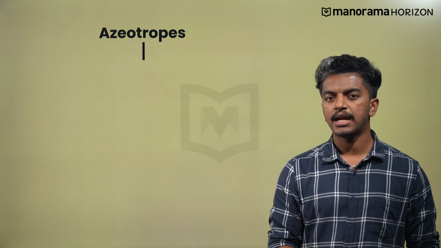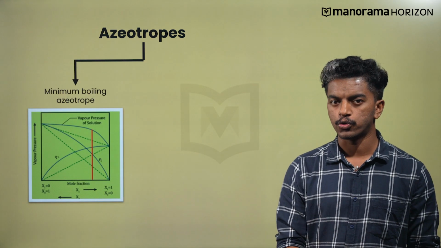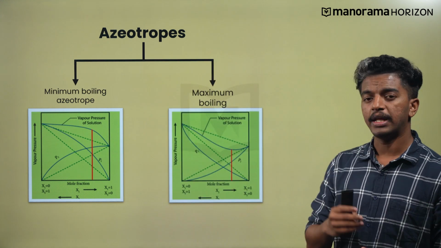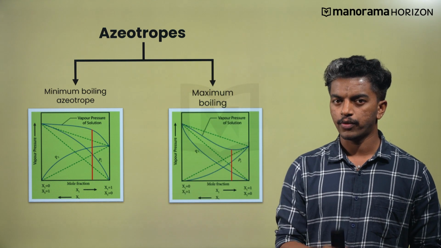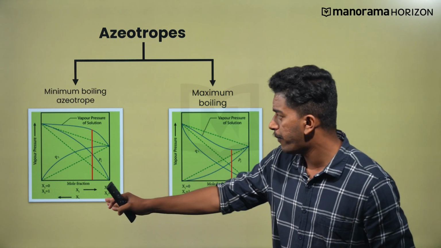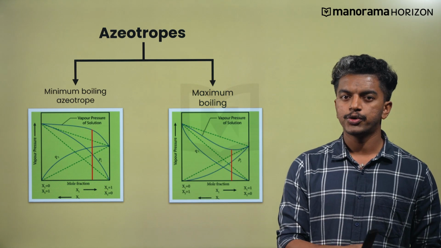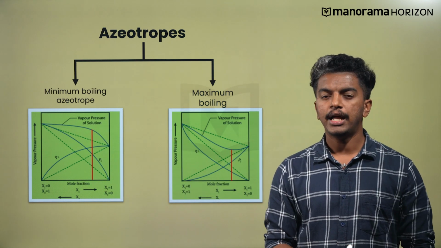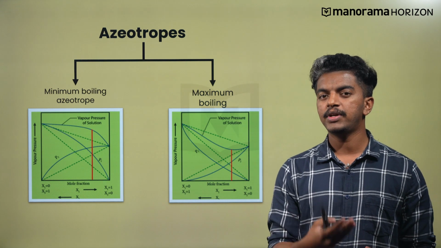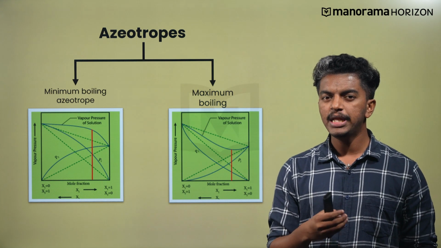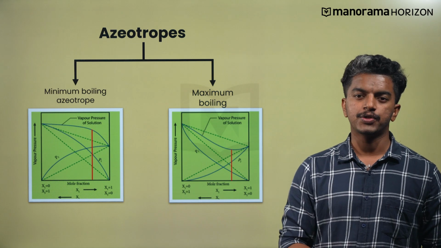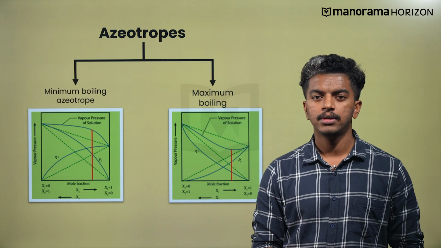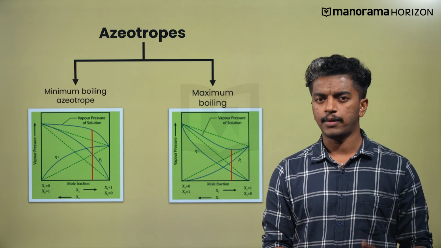Azeotropic mixtures can be classified into minimum boiling azeotropes and maximum boiling azeotropes. The solutions which show a large positive deviation from Raoult's law or a maximum vapor pressure form a minimum boiling azeotrope at a specific composition, and those which show large negative deviation from Raoult's law or minimum vapor pressure, as you can see here, form a maximum boiling azeotrope at a specific composition. We may learn this through an example.